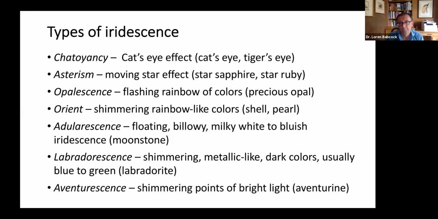Adularescence is a milky white to bluish, billowy iridescence. Labradorescence makes the mineral look shimmering like a metal, usually in darker colors. And aventurescence is little points of light that shine back at you because of tiny inclusions within the mineral. If we have time a little later, I'll show you some examples of these.